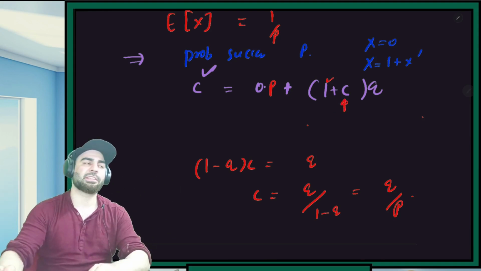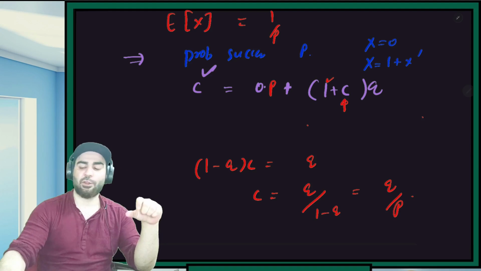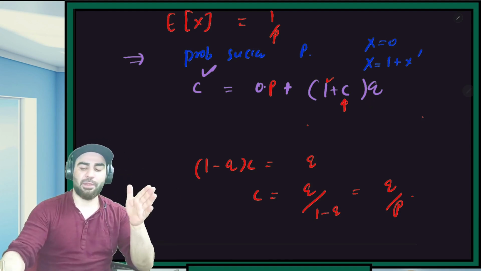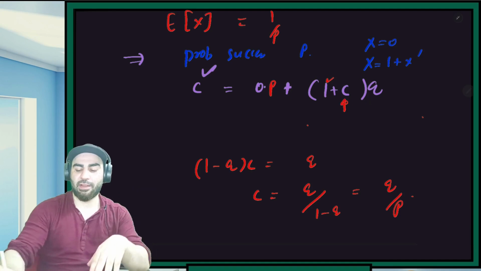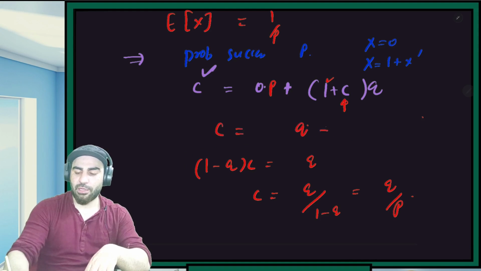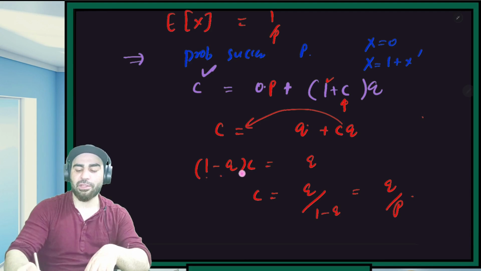You have to repeat this recursive solution. You're again getting C, and then you're multiplying it with Q, because Q is the failure probability, because you got 0 multiplied by p plus 1 plus Q, and when I evaluate it recursively, I got it like this. So I'll say C is equal to Q plus CQ, and I took this C over here, so I got 1 minus Q into C, minus CQ, this is equal to Q.